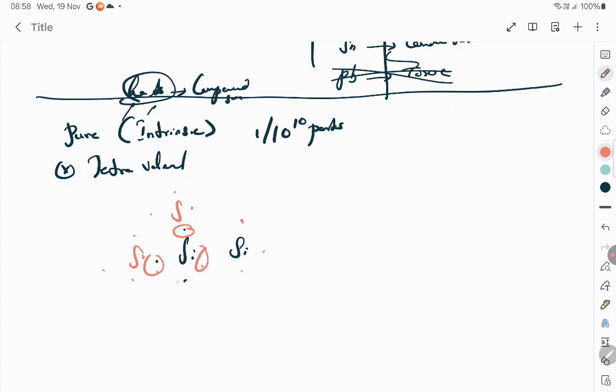1, 2, 3, 4, one covalent bond, and silicon here, 1, 2, 3, 4, one covalent bond. So one tetravalent silicon is surrounded by 4 tetravalent silicons on all 4 sides, forming 4 covalent bonds on all the 4 sides. Like this, you have to extend the structure.